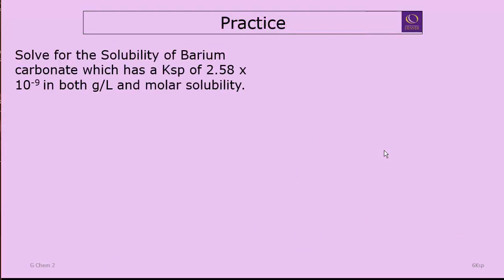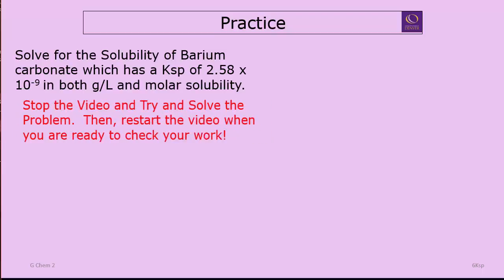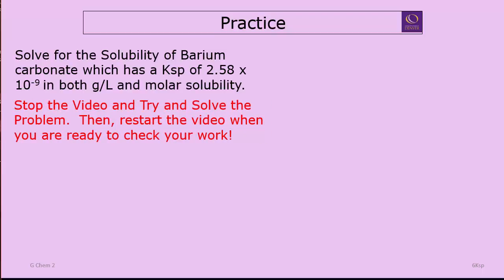Okay, so now let's have you practice. Solve for the solubility of barium carbonate, which has a Ksp of 2.58 times 10 to the minus 9. Solve both the molar solubility and in grams per liter. So at this point, you're going to want to stop the video, pause it, try and solve the problem, and when you have a solution or both solutions, then restart the video and check your work.